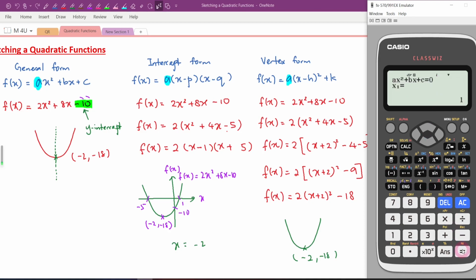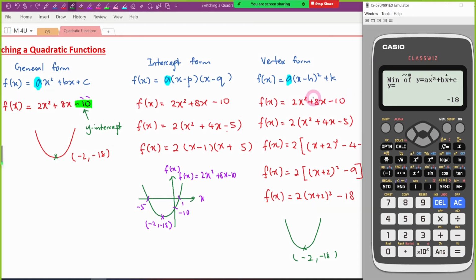So press equal again. This is x-intercept. Press equal. This is another x-intercept. And you press equal again, you will get the x-coordinate of the minimum point, negative 2. Press equal again, you will get the y-coordinate of the minimum point. Okay, so this is how we use our calculator to help us in sketching a quadratic function.